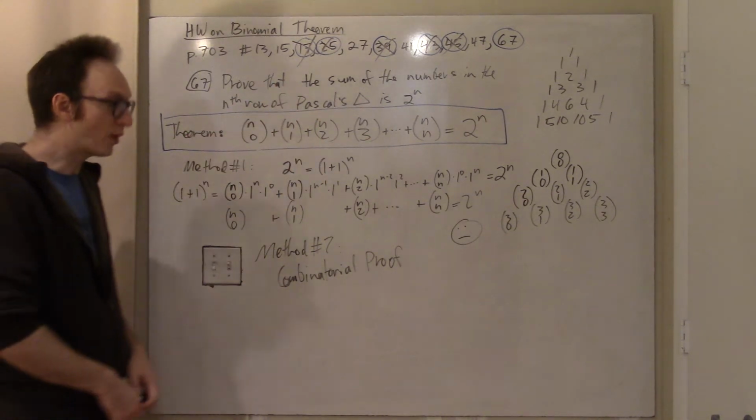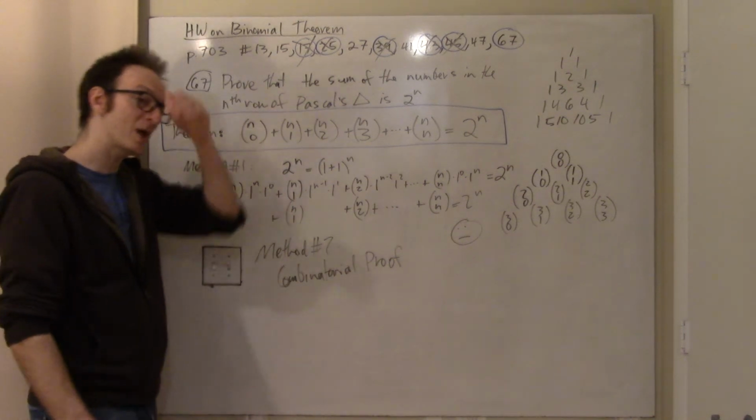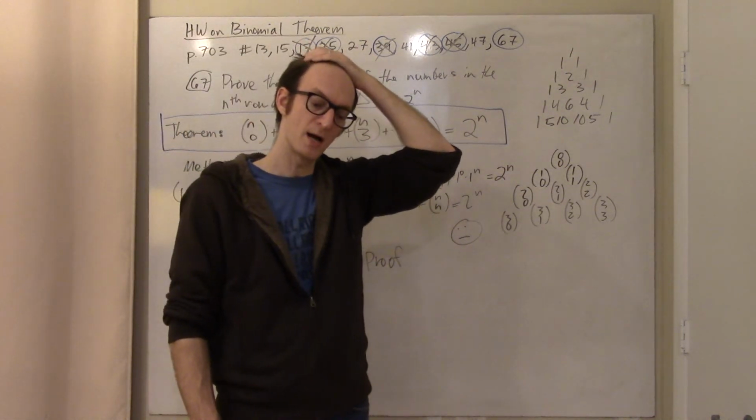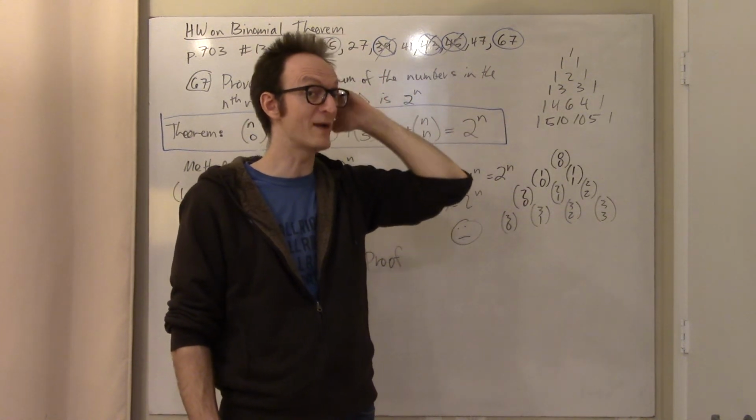So let's actually invoke the meaning of these symbols to argue that this is 2 to the n. And the way you do this is you just tell a story. You explain why this is true.